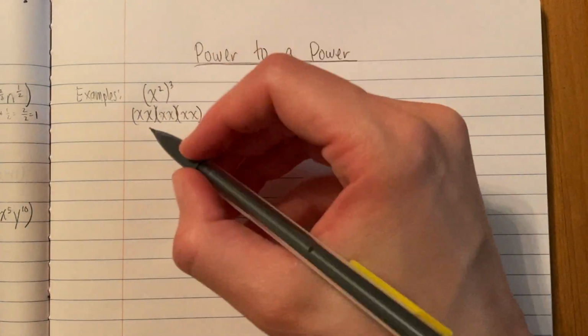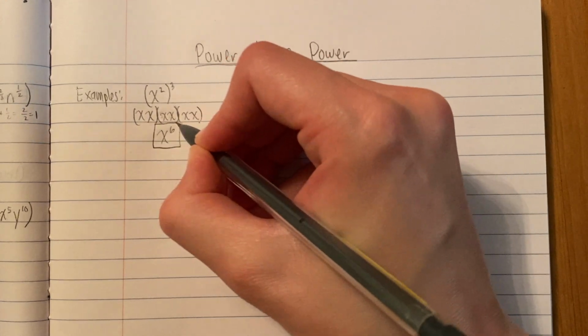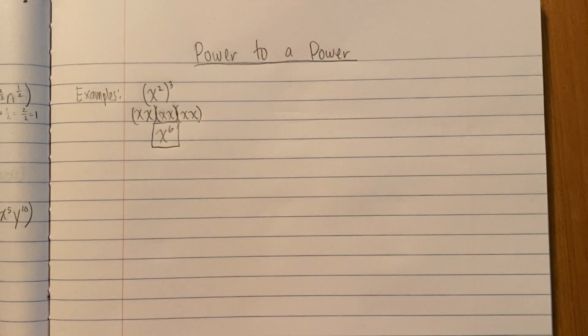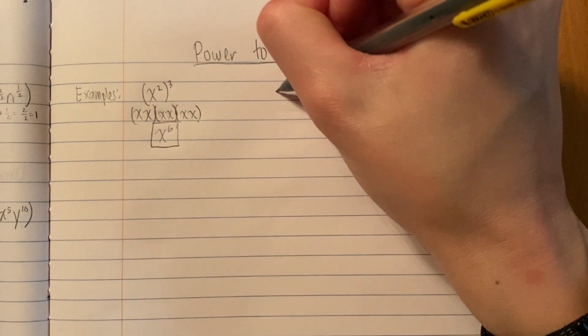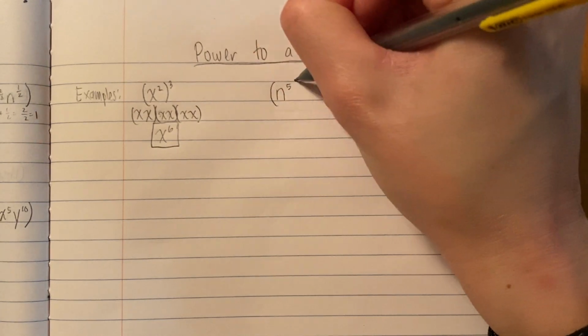So how many x's are there? Well, there's 6. This is x to the 6th. Okay. So here, right? Now, here's another one.